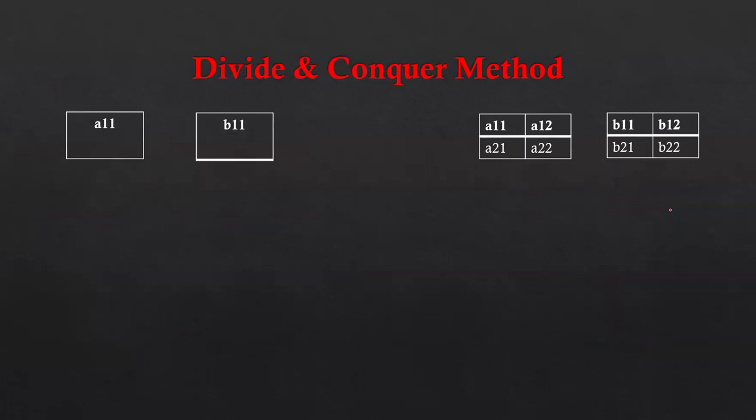So what is the divide and conquer method? What is the rule of the divide and conquer method? Initially, I am going to take one problem. If the problem is small in size, I directly evaluate it. If the problem size is very large, I split that problem into two or more subproblems, and each subproblem is evaluated. We learned this in the previous class.